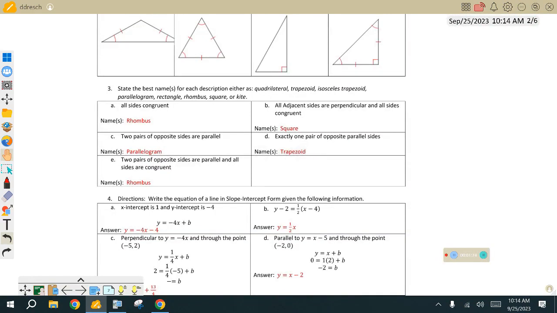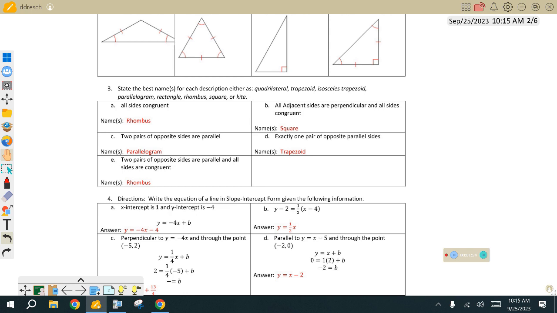With all sides being congruent, we know for sure a rhombus has to be happening, but we don't know it's a square. In order for it to be a square, we have to be told that those adjacent sides are perpendicular. So just because all sides are congruent, it's still not enough information for it to become a square. Okay? In order for it to be a square, we have to have that additional piece of information. Adjacent sides are perpendicular.